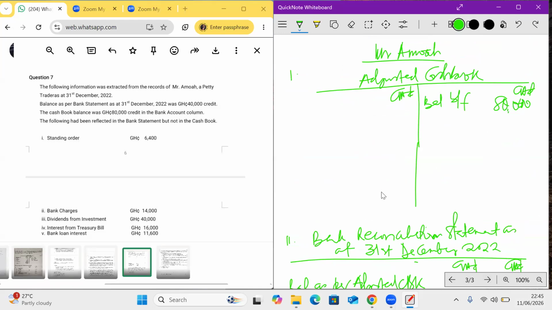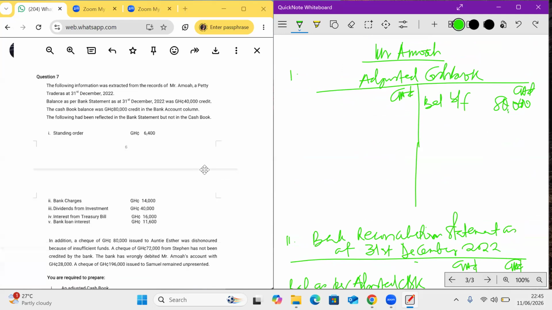Standing order is 6,400. So where do you record standing orders? At the credit side. So standing orders, how much? 6,400. What it means is that the standing order is in the bank statement, the debit side. It's there in the bank statement, but it's not in the cash book. That's why I'm recording it here. Do you get it? Oh, yeah. Continue.